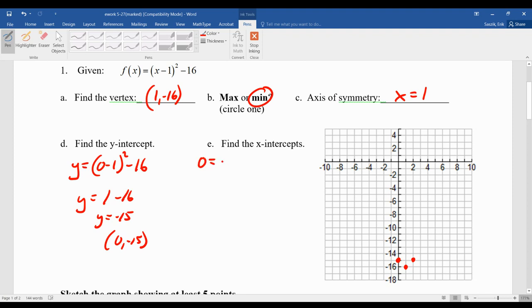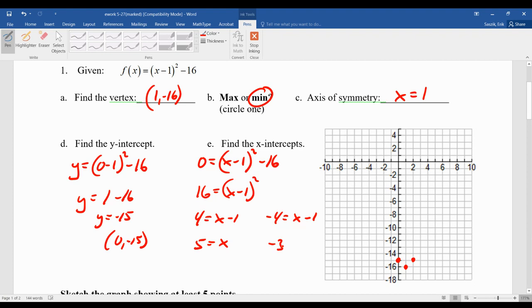So I replace f of x with 0. Remember, this is that newer technique that we did. We want to get the parentheses by itself, so we move the 16 over. And now we take the square root of both sides to undo this, and you get 4 equals x minus 1. But remember, you have to also look at -4. So when I solve this, I move the 1 over, I get 5. When I move the 1 over here, I get -3. So I get 5, I get -3.